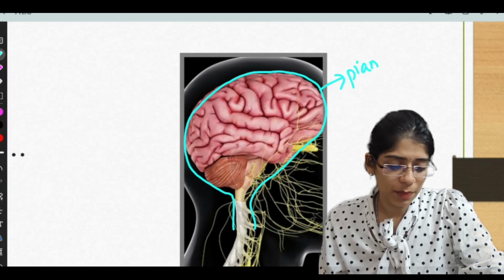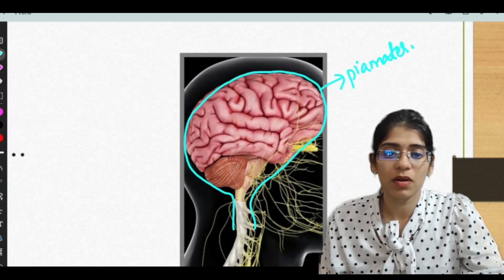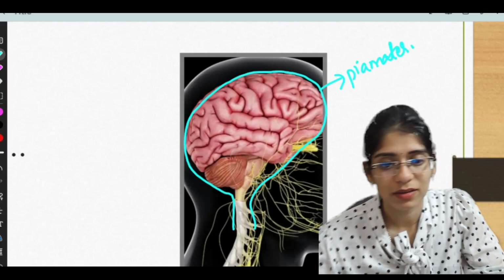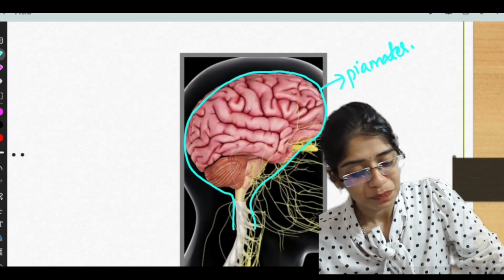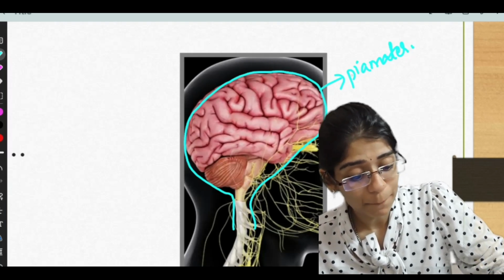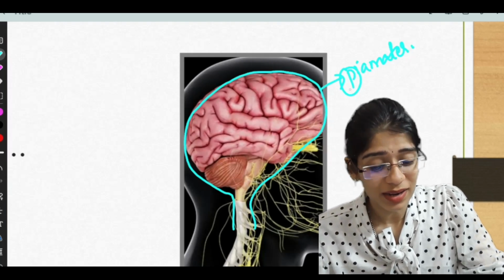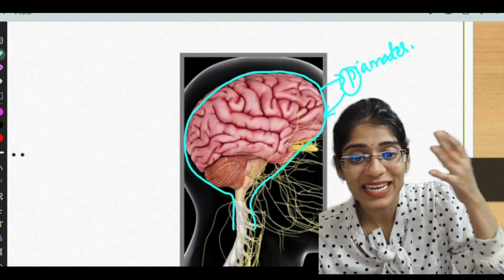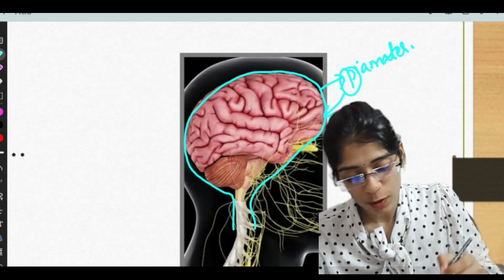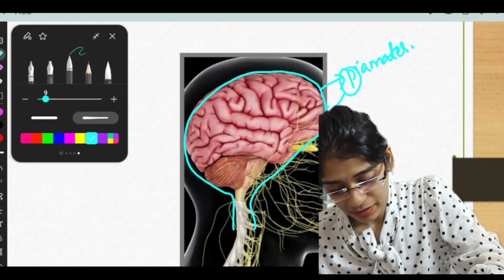Pia or pia matter. I mean, we have different pronunciations, Indian, American. So you can call it pia matter. So see, remember, P for pyara. It's very pyara and it's very closely adherent to the brain and the spinal cord. So let me take a different color.